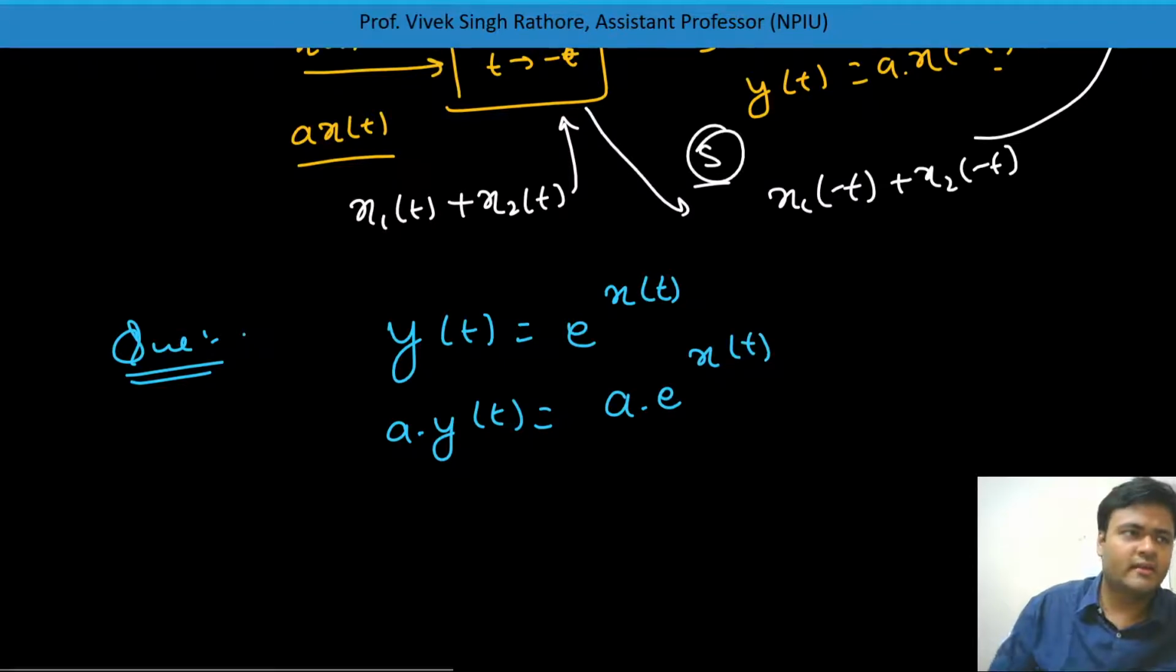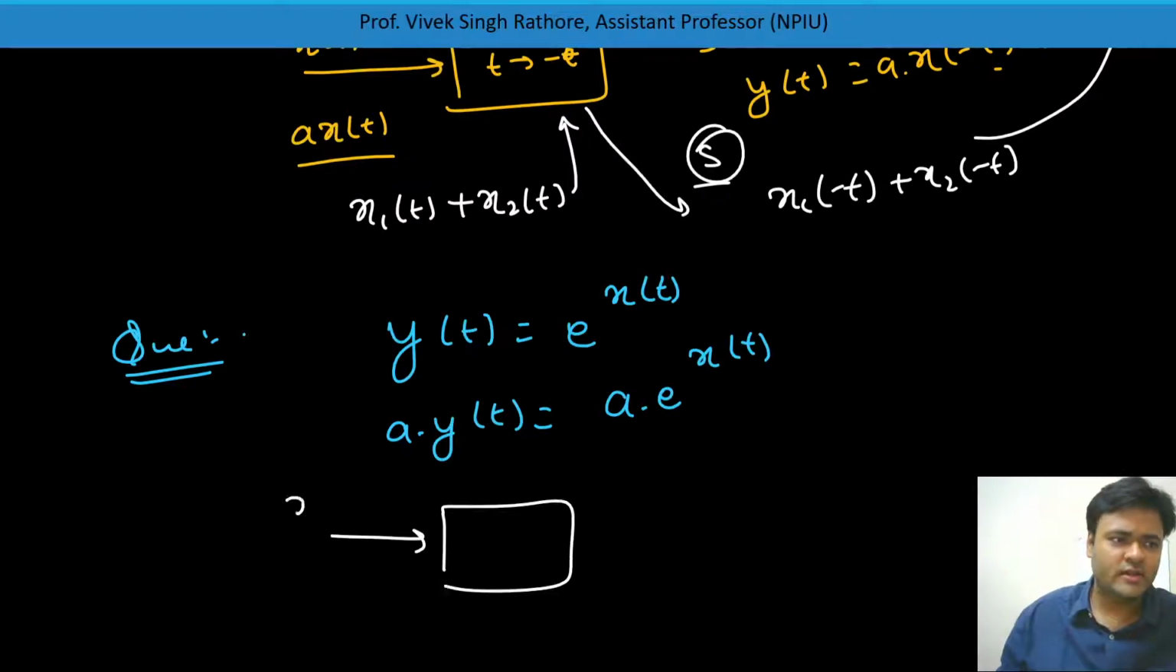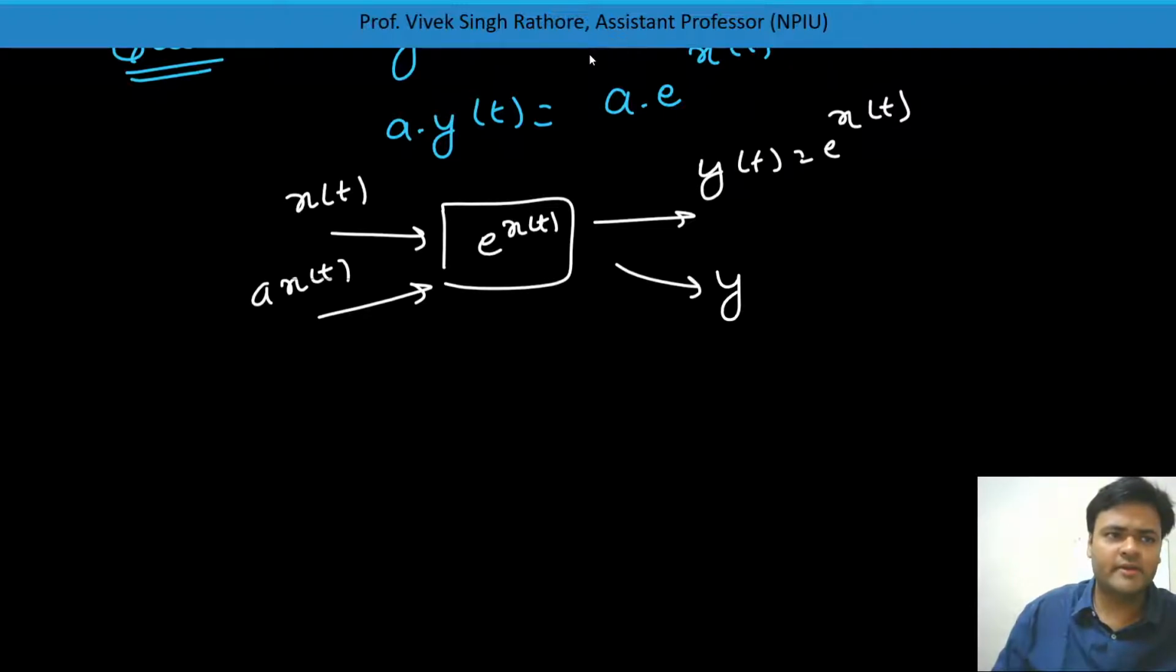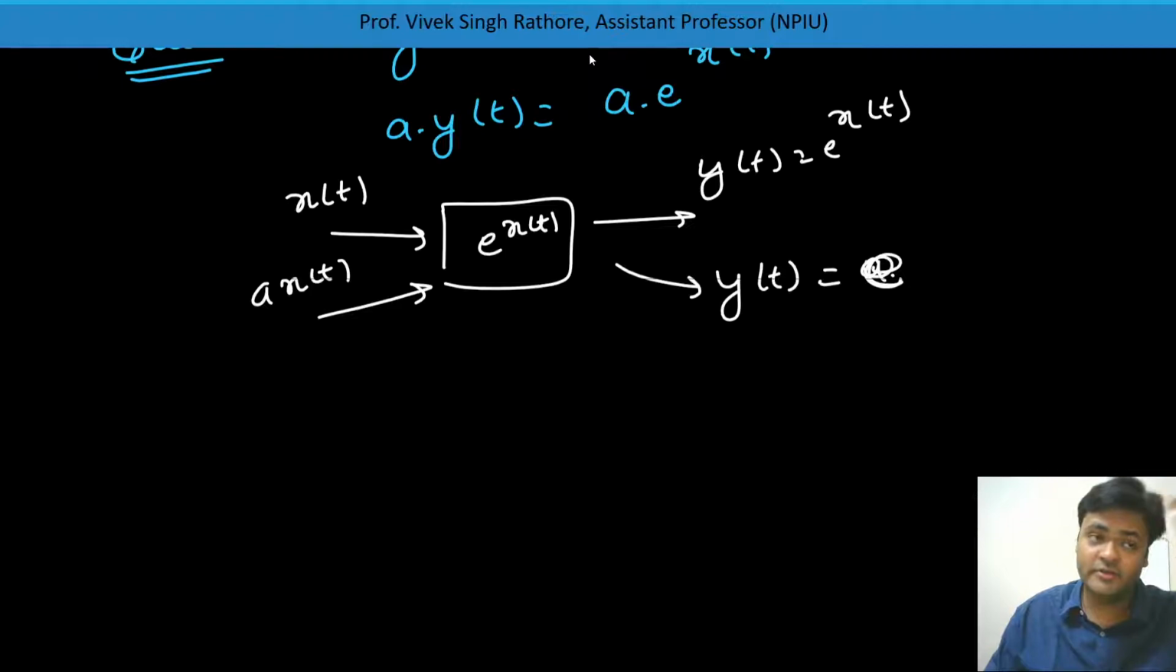Okay, and for the system we need to see what it is doing. Whatever input you are giving, it is taking the exponential of that. So y(t) is equal to e to the power x(t). Now if you give the input as a multiplied by x(t), the output will be the exponential of whatever input is there. So e to the power a x(t) will be there.